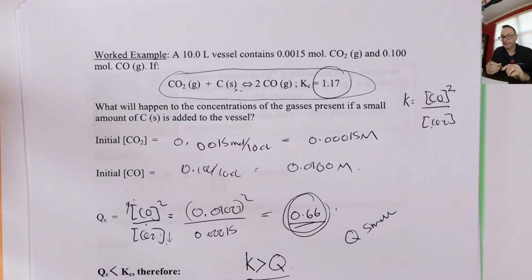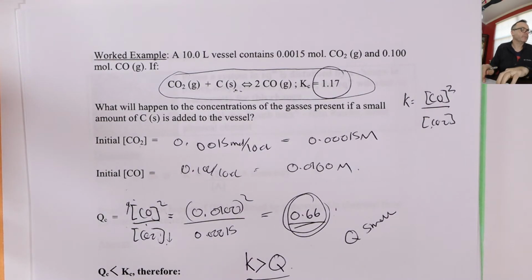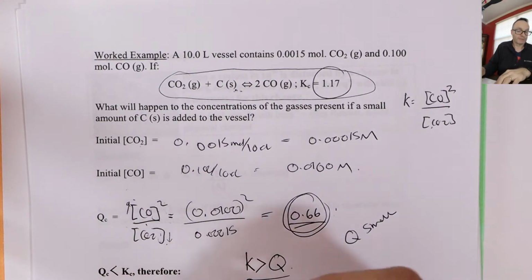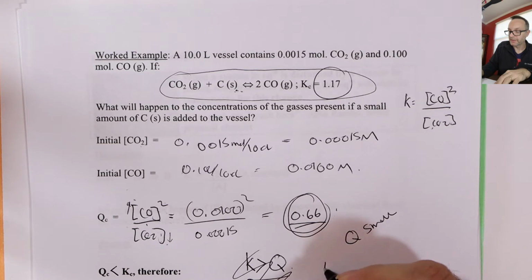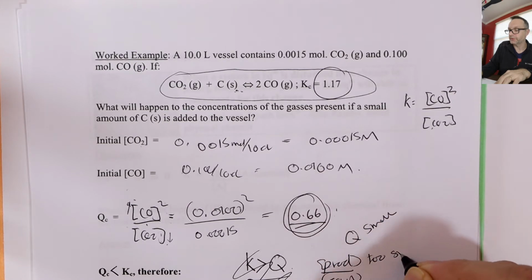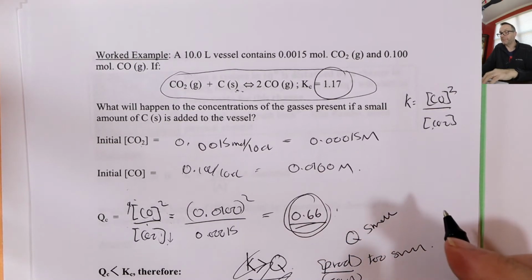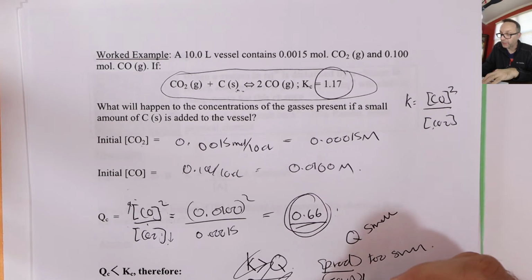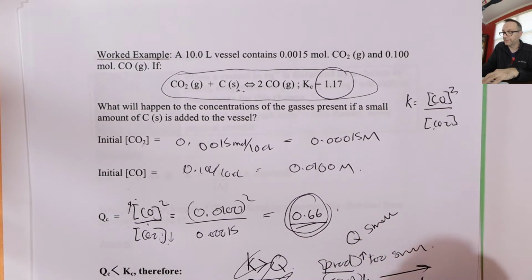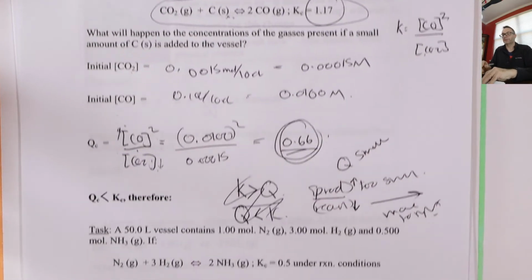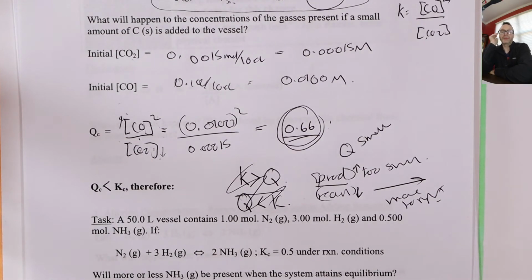Q is smaller than K, therefore, if you like, let's do this. Products over reactants is too small. Therefore, to make that bigger, this is going to go away and this is going to increase. We make products, moves to right. And that's what you want most of the time. You want to throw your reactants in the vessel and make products, don't you? So that's kind of what we want.